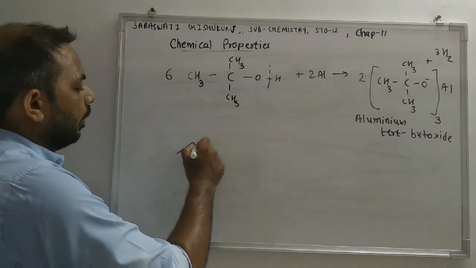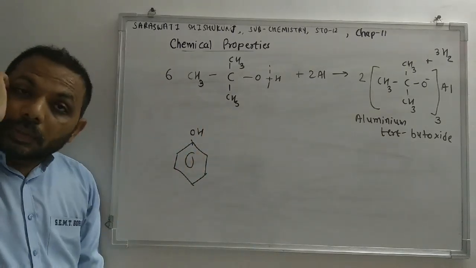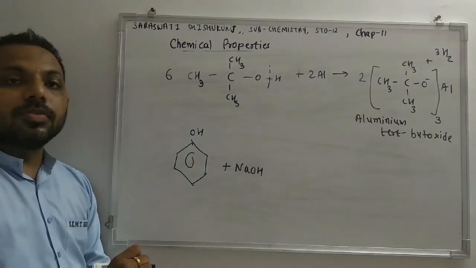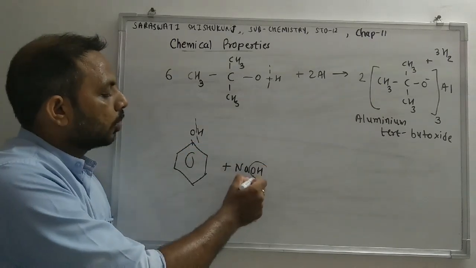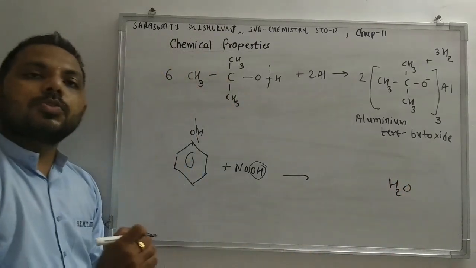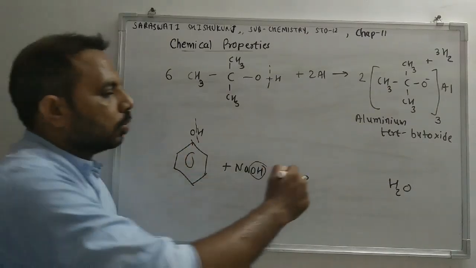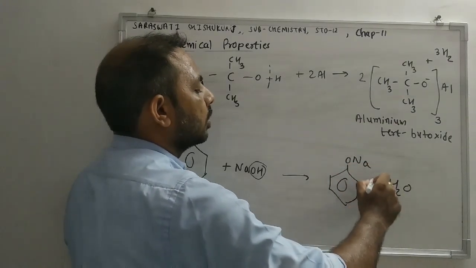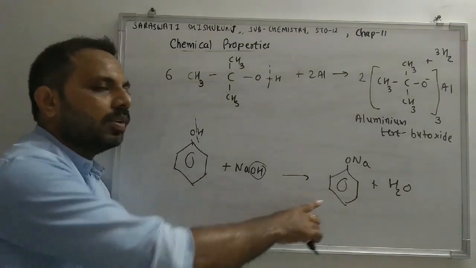So we have got phenol. Phenol reacts with NaOH, sodium hydroxide, and as we know, this bond is broken. So H plus from phenol and OH minus from NaOH will form H2O. So H2O is formed. Now what is left? Phenoxide is left and sodium is left, so it will form sodium phenoxide. So phenol reacts with base and forms sodium phenoxide.